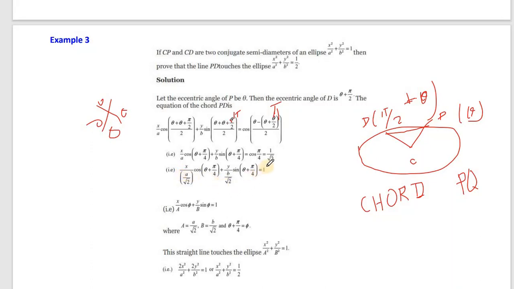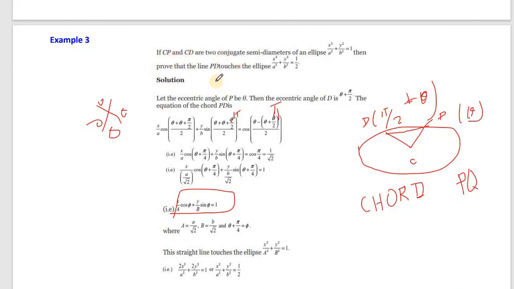And so, for the sake of convenience, what we do is we divide throughout by 1 by root 2, so that this will be a by root 2. Take it as some capital A, and the other one the same way, b by root 2, take it as capital B, so that you will have that in this form. So now we have got the equation of PQ. Now go back to the problem, what we are trying to prove.